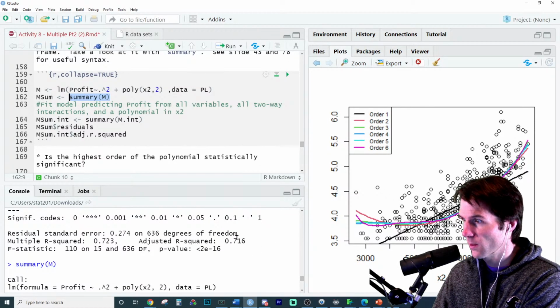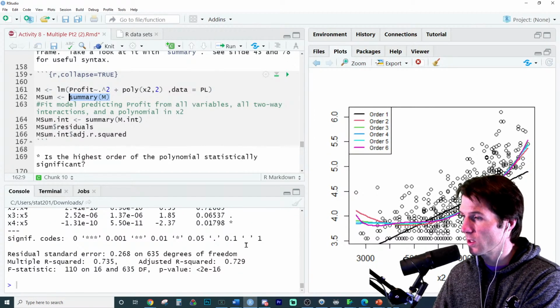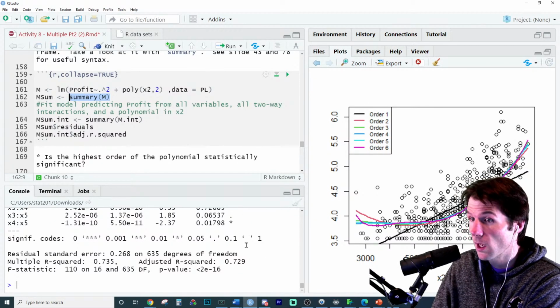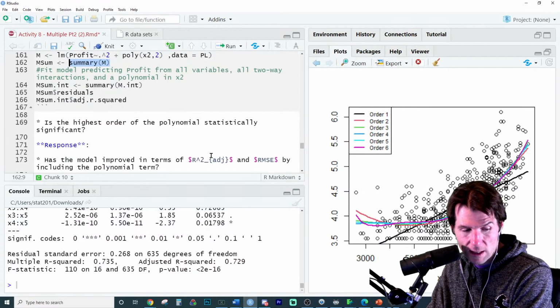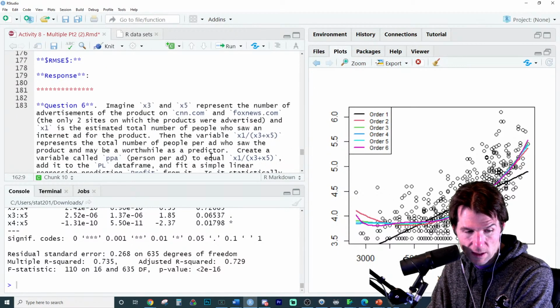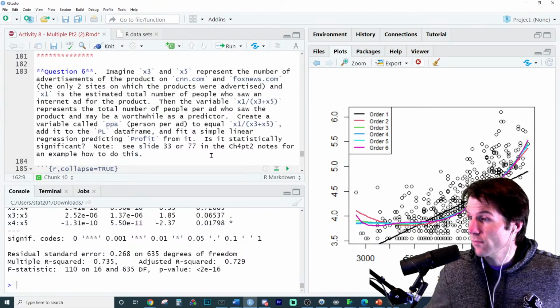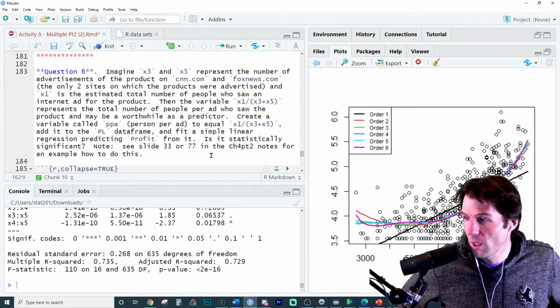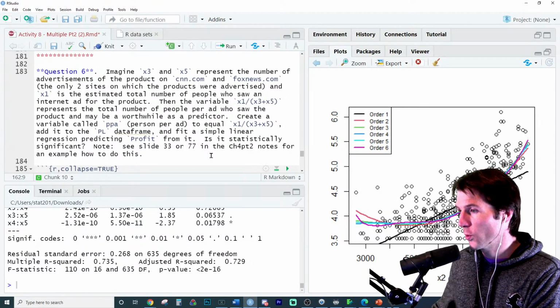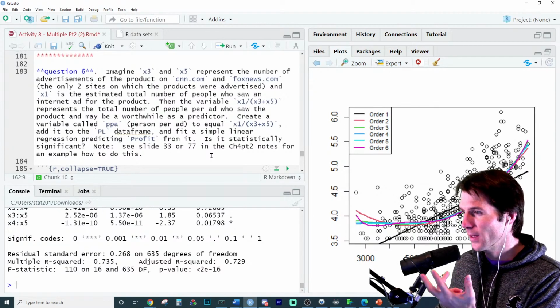Here's the old R-squared adjusted of 0.716. Here's the new R-squared adjusted of 0.729. Seems to me like this is a good idea. Seems to me like this was a decent idea. Pretty good idea right there to add in the polynomial term. It actually increases model metrics. I do want to point something out.